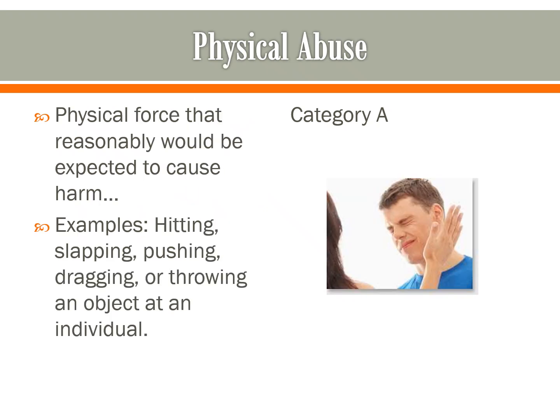The next several slides will be about the different types of abuse, which is a crime and needs to be reported to either law enforcement and/or, if the individual is under the age of 21, must be reported to Children's Services. Physical abuse is physical force reasonably expected to cause harm, such as hitting, slapping, pushing, dragging, or throwing an object at an individual.